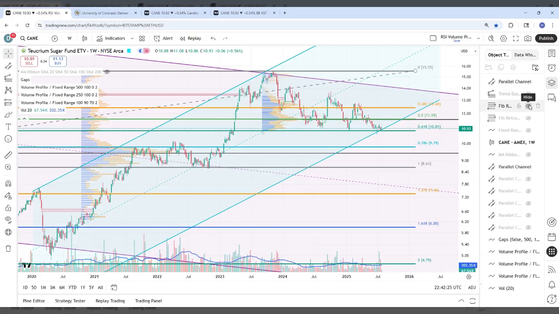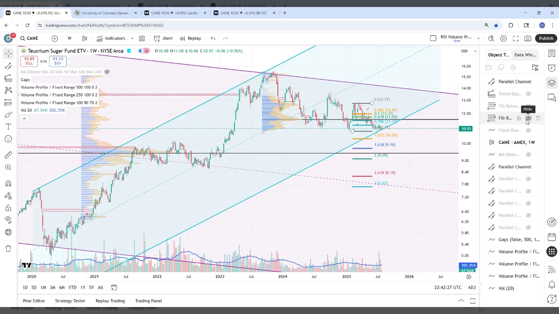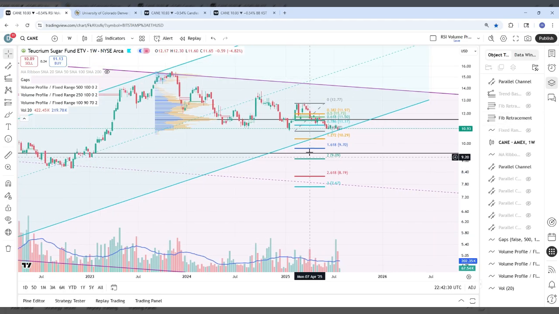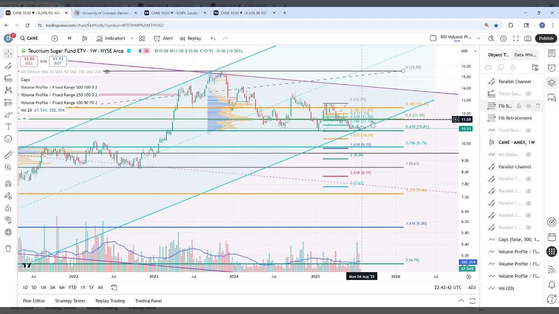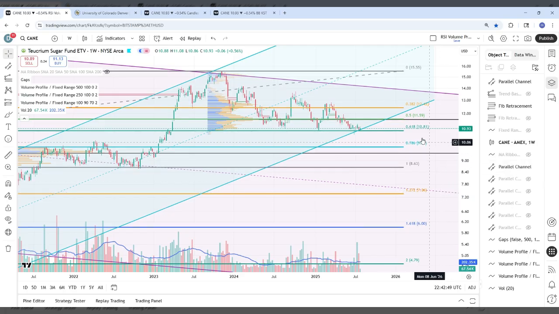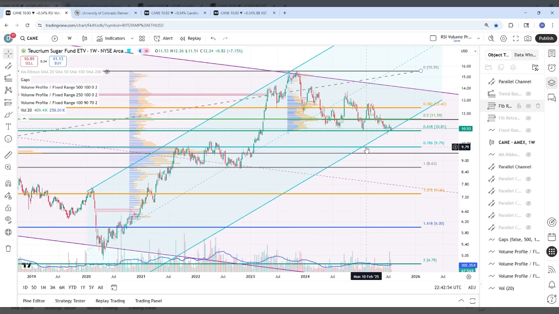Let's get rid of that. Now, if I do a fib retracement from just right here to here, the 0.618, very similar to the 0.786 from here to here retracing. So, what if it comes down here? Well, then I would likely be getting in here. I'm thinking about it here, but for sure down here.